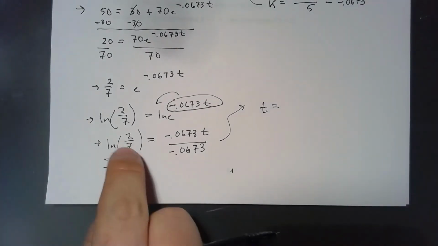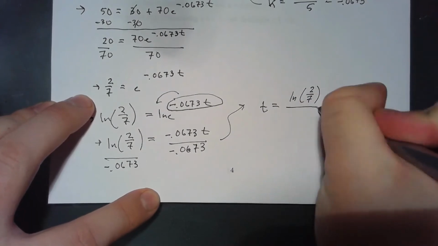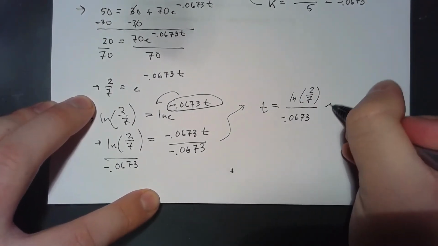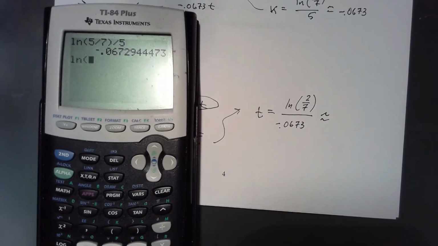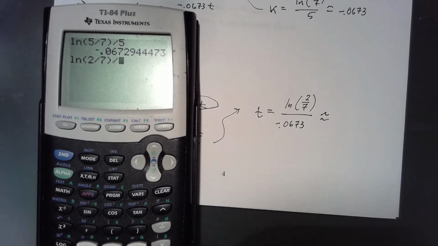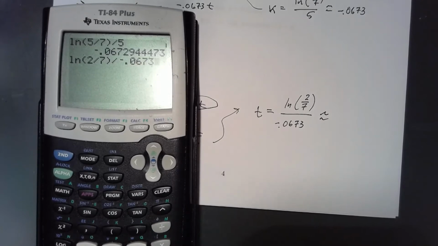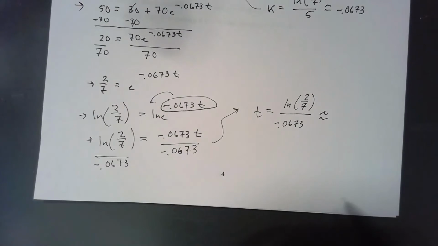So T equals this thing. Now 2/7 over negative 0.0673. Type that in your calculator. Divide it by negative 0.0673. Gives me 18.61.